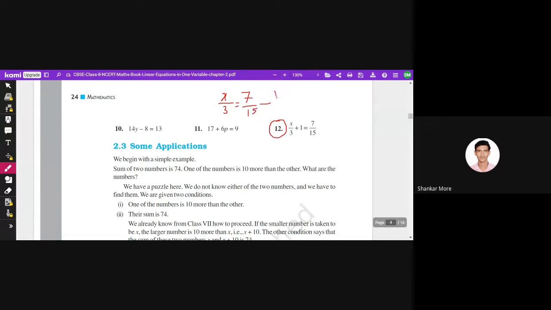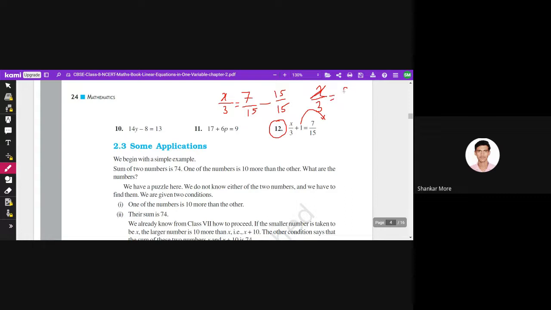minus 15 by 15, राइट. इस वन को मैंने यहाँ पे ट्रांसपोज किया. सो ये जो पॉजिटिव वन था ये नेगेटिव होगा. सो -15/15 हो या फिर 1 हो, इट इज गोइंग टू बी सेम, राइट. अभी 7/15 -15/15. सो x/3 इज इक्वल्स टू क्या आएगा स्टूडेंट्स?